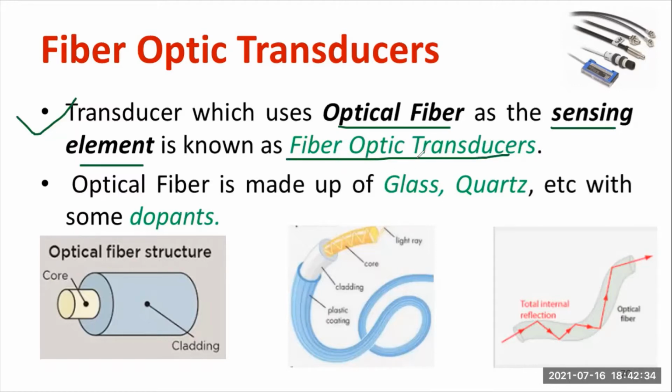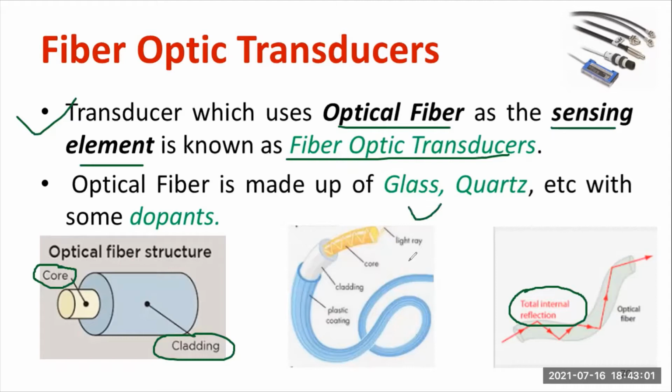The main working principle of the fiber optic transducer is total internal reflection. You can observe the structure of optic fiber as shown in the diagram. The optic fiber comprises a core and cladding. The core has a high refractive index and the cladding has a lower refractive index. In the cladding, there will be an additional plastic coating. You can see the structure of the optic fiber.